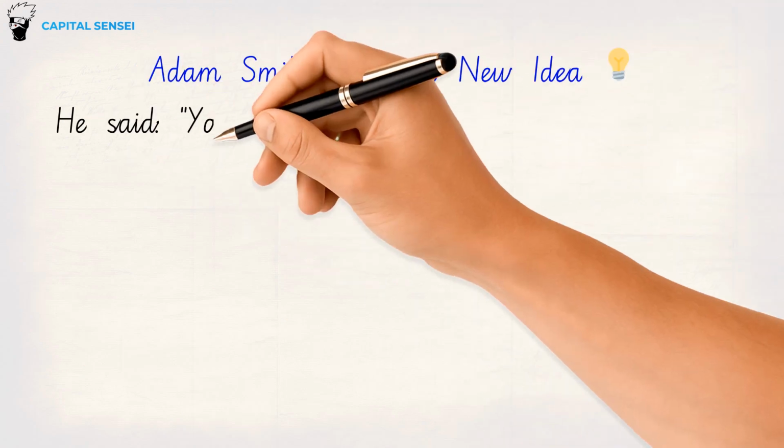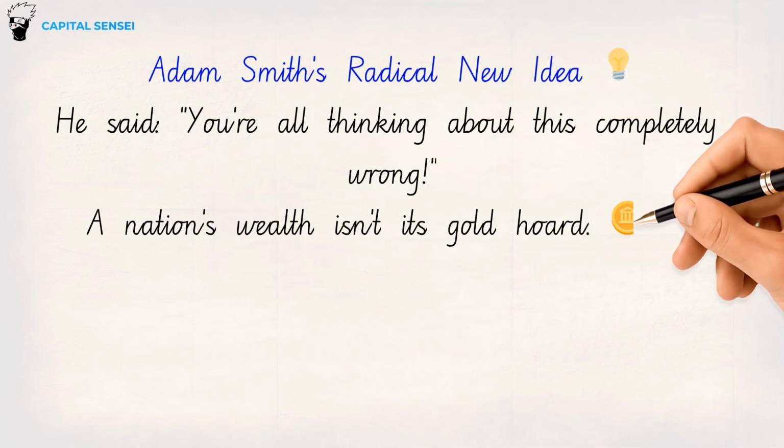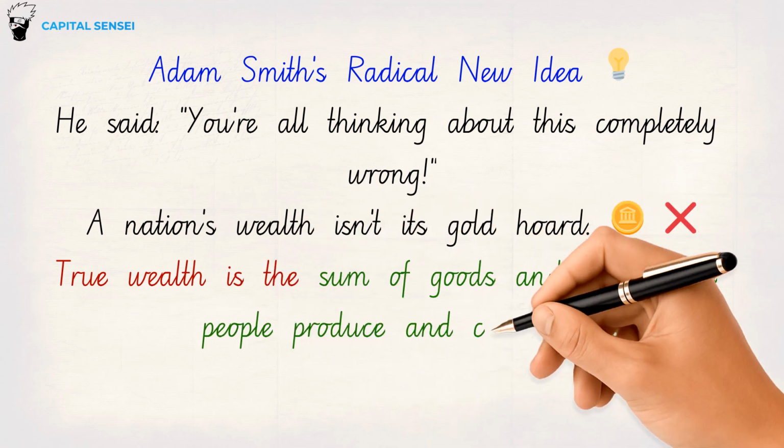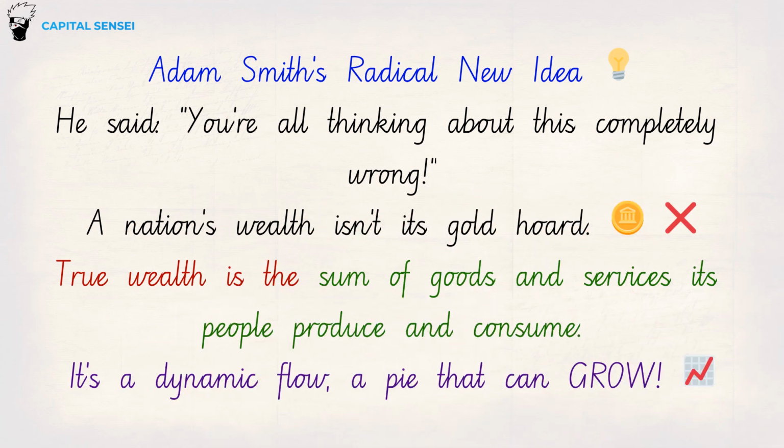Adam Smith looked at this and said, "You're all thinking about this completely wrong." He proposed a radical new idea. The wealth of a nation isn't its hoard of shiny metals. That's just a symptom, a consequence. The true wealth of a nation is the total sum of goods and services its people can produce and consume. It's the food on their tables, the clothes on their backs, the tools they use, the houses they live in. Wealth isn't a static pile of gold. It's a dynamic flow of production and trade. It's not a fixed pie to be fought over, but a pie that can grow, making everyone better off.